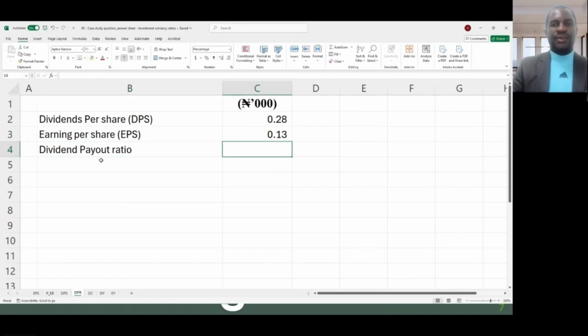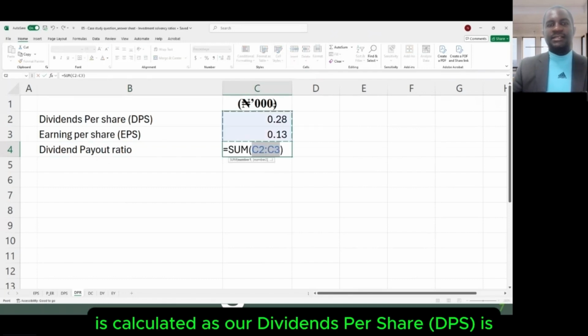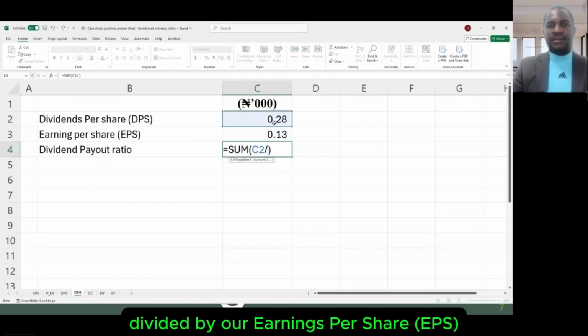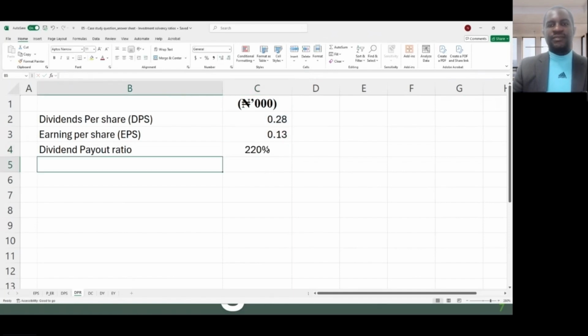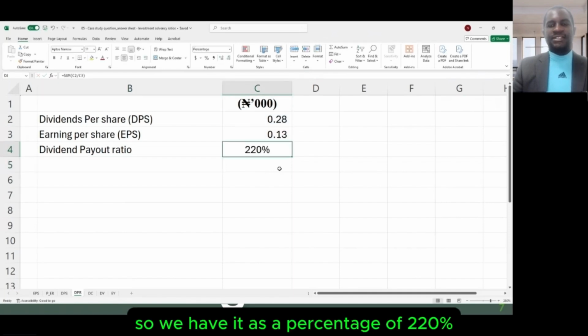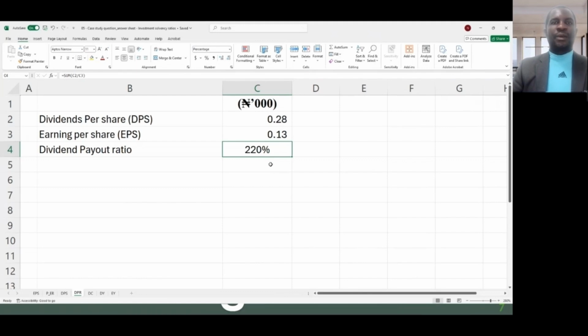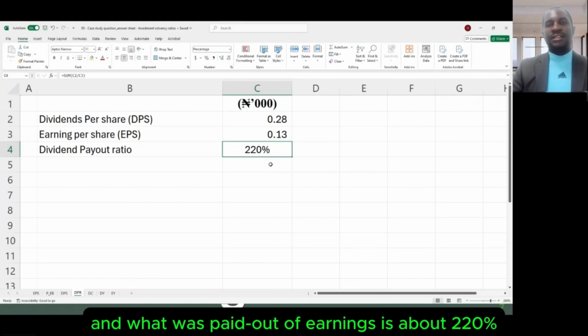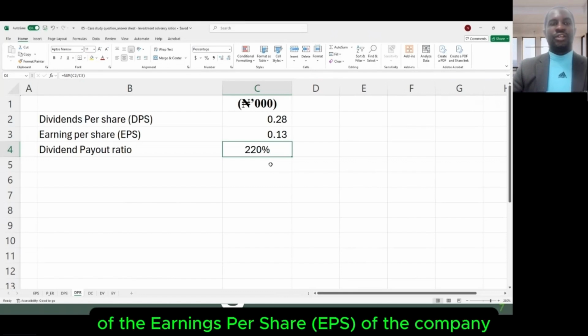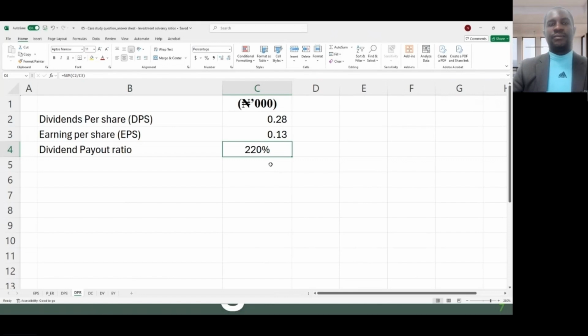So our dividend payout ratio is calculated as our dividends per share divided by our earnings per share. So we have it as a percentage of 220%. 220% dividend payout. So based on this, the dividends per share, what was paid out of earnings, is about 220% of the earnings per share of the company.